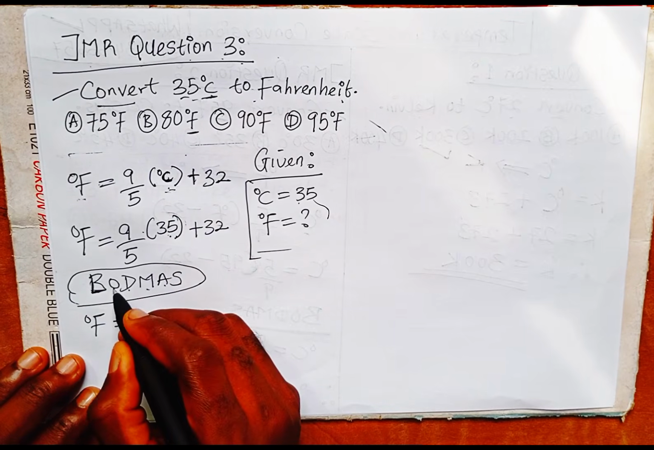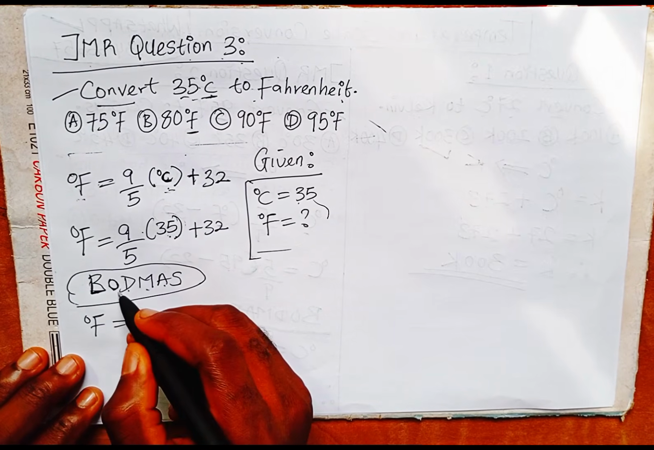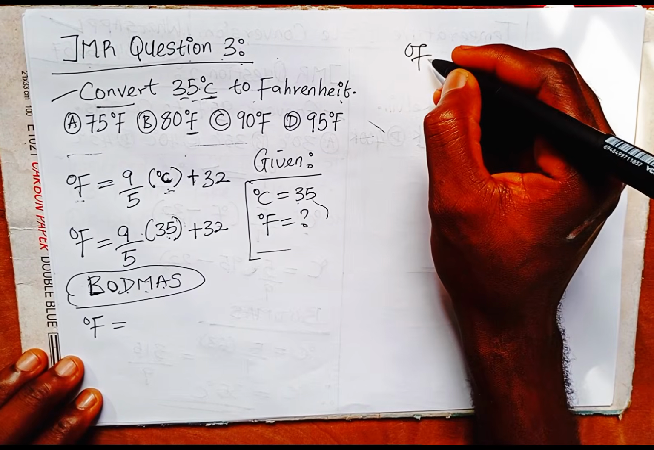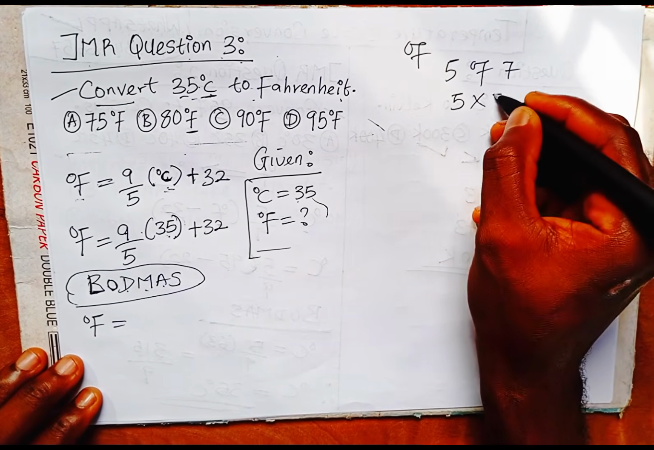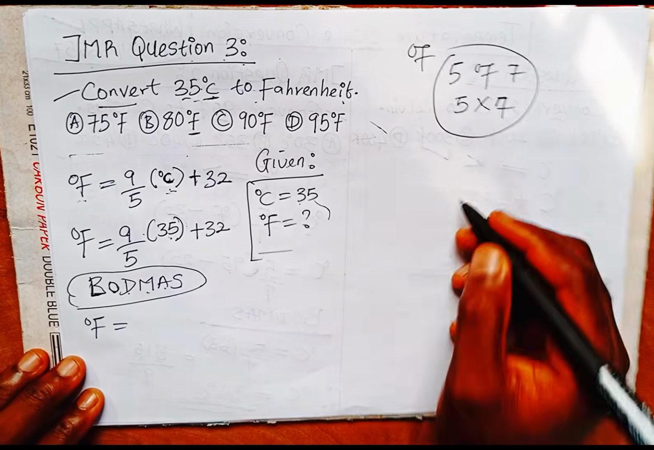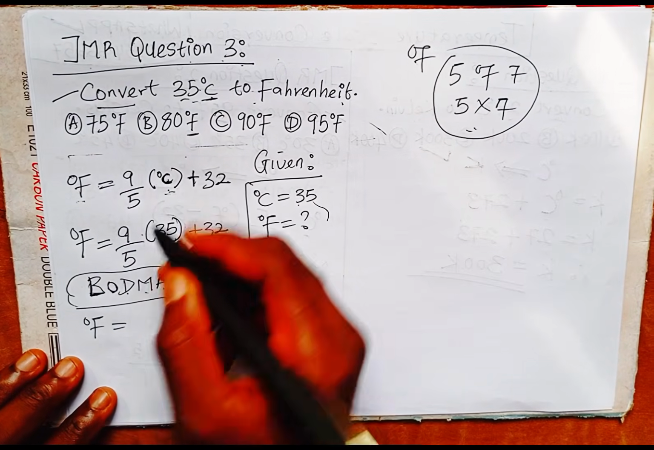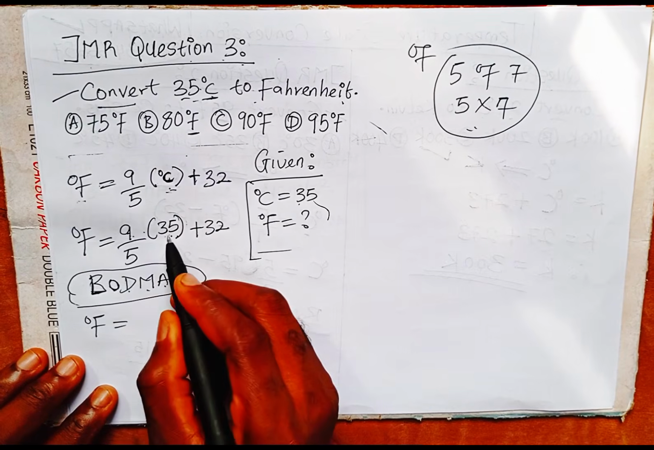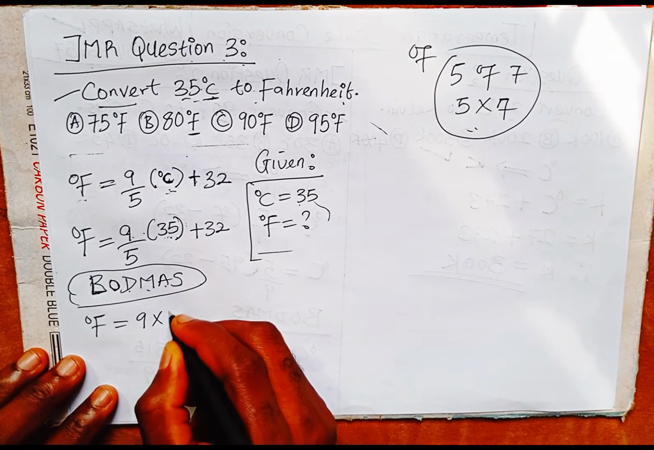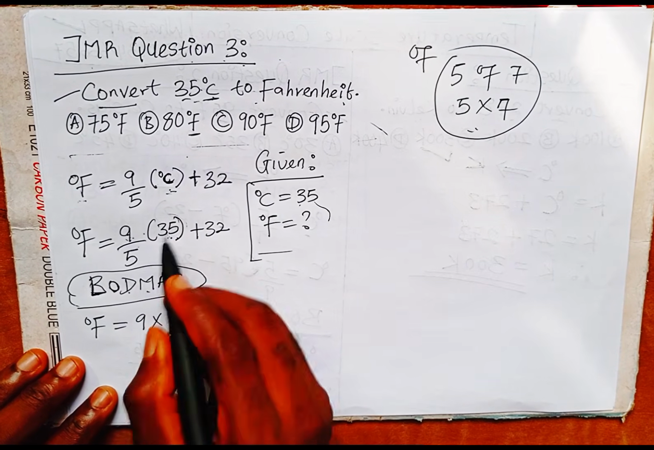We move over to the next, which is of. Of means times. Anywhere you see of, like 5/7 of, it means 5 times 7. Don't forget that, that's what of means. So we are going to do multiplication. Where do we have multiplication? Here, between 9 and 35. So we are going to do 9 times 35.